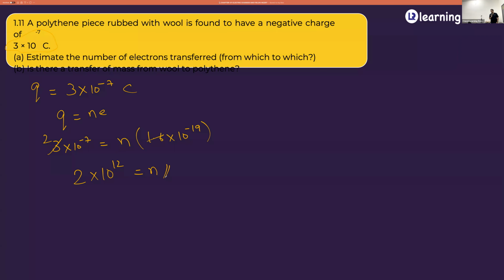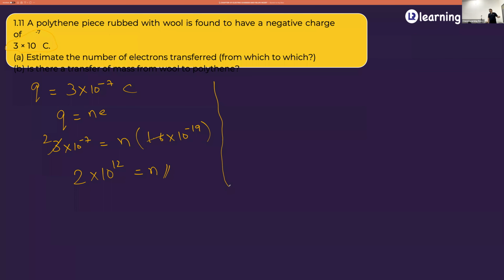They gave the same thing. Okay, then it's an approximated value. Is this 3 or 3.2? 3 only, no? Okay, that's an approximated value then. So 2 into 10 power 12 is the number of electrons that have got transferred. And secondly, they asked from which to which. So electrons have got transferred from where to where?